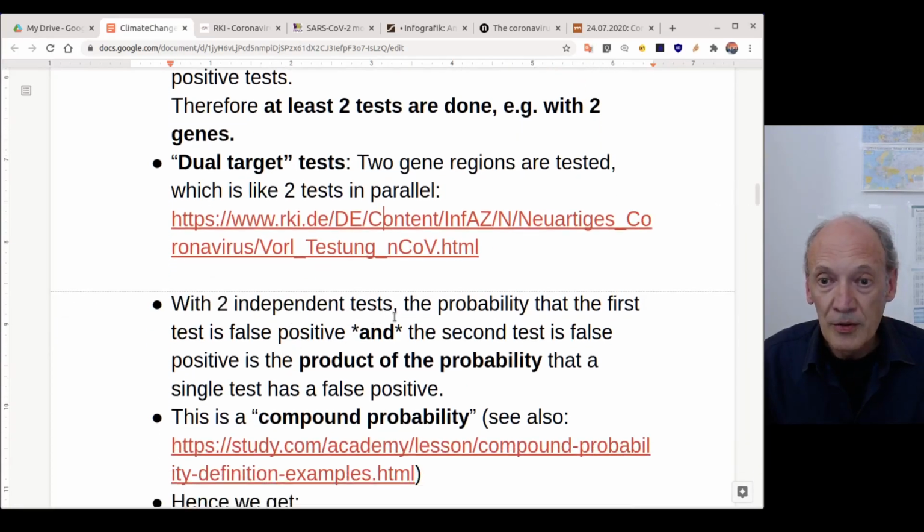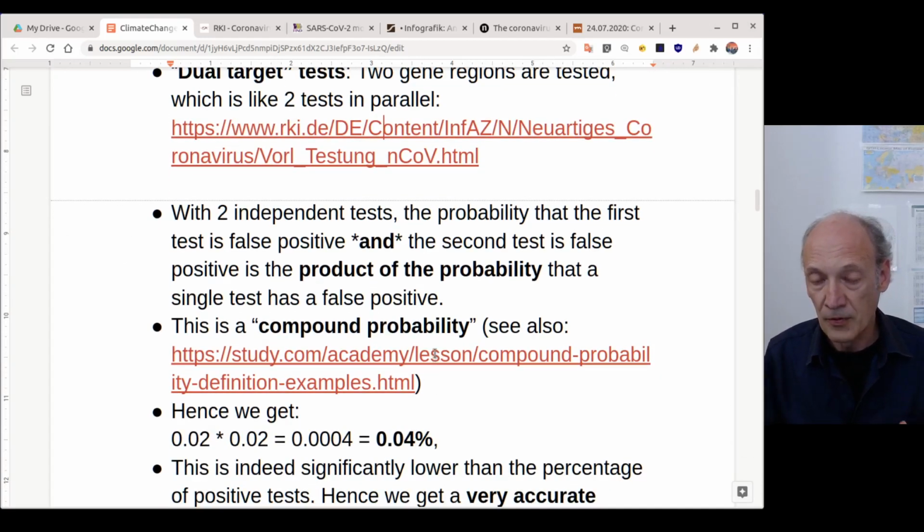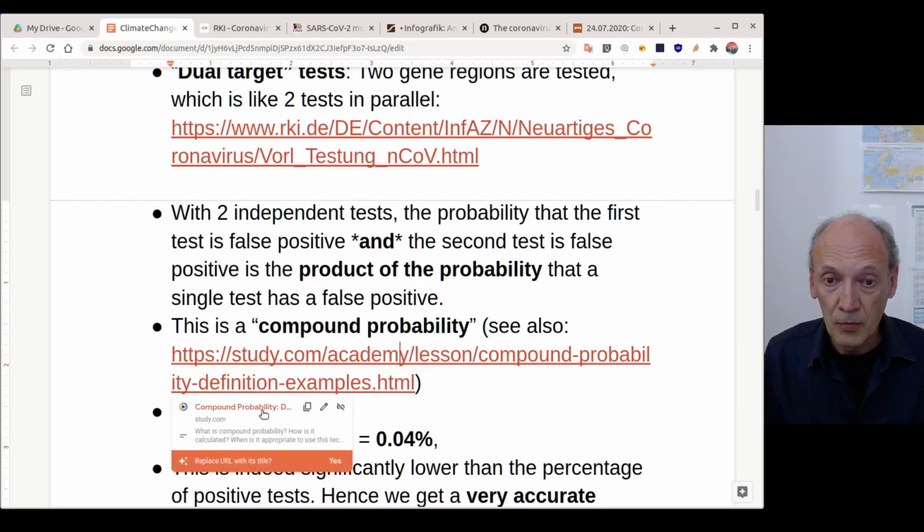So with two independent tests, the probability that the first test is positive and the second test is a false positive is the product of the probability that each single test has a false positive. So this is called a compound probability, right? So when you throw a dice and you have a 6 the first time and you have a 6 in the second throw of the dice, then the probability that you have two 6s is the product of the probabilities of an individual 6. So here you can read more about it in this link.